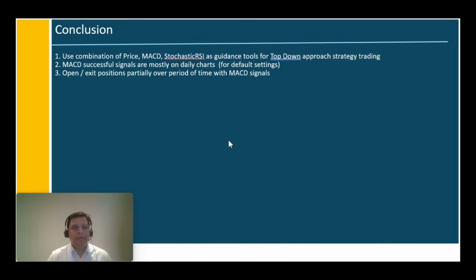Always open and exit positions partially, and I exit over a period of time and not in one go. Given MACD is a lagging indicator, it might sometimes give you an unclear chart and decision. So again, open and exit positions over a period of time and not in one go. As you move along your trading journey, you will get familiar with this particular approach.